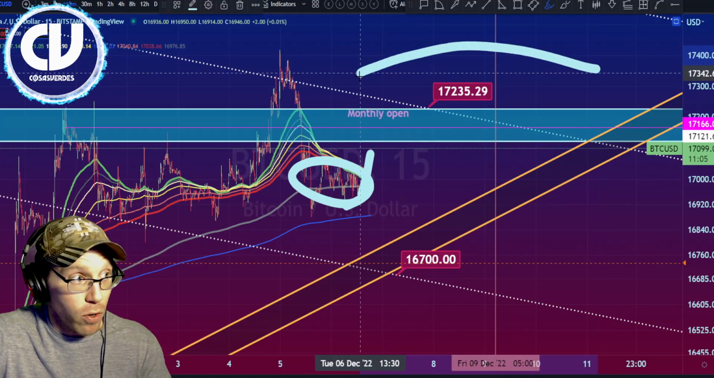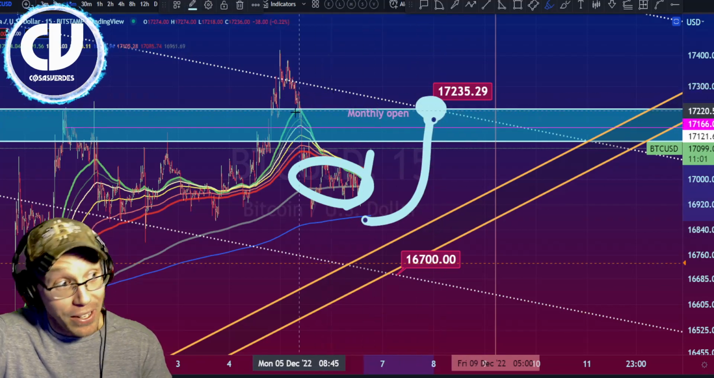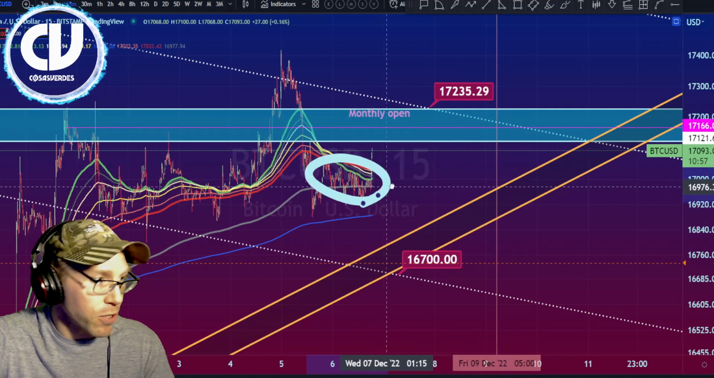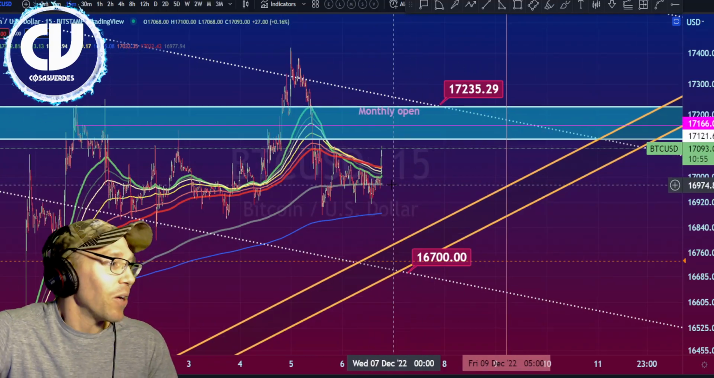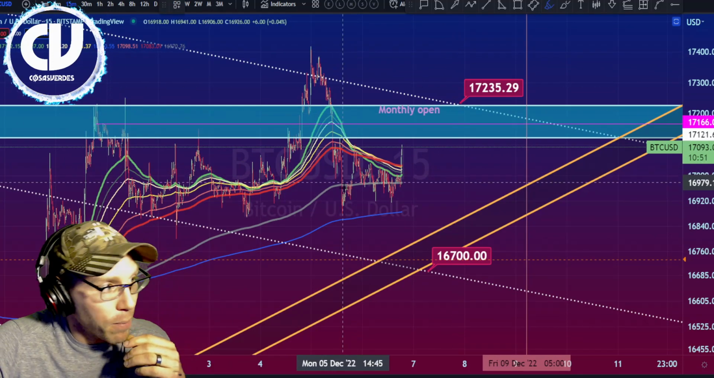So if Bitcoin were to come up to here or exactly at this intersection, knowing that it's probably not going to leave this triangle, what does that say? Not financial advice, but I personally would take action on that. Personally, me, because that'd be another wick above the monthly open.